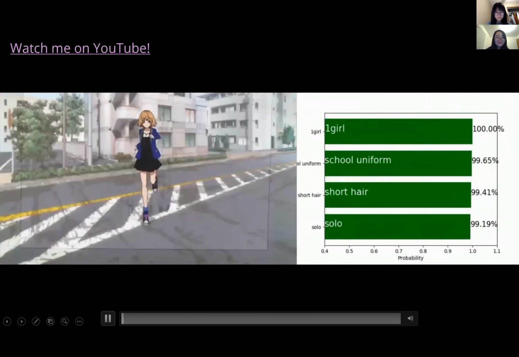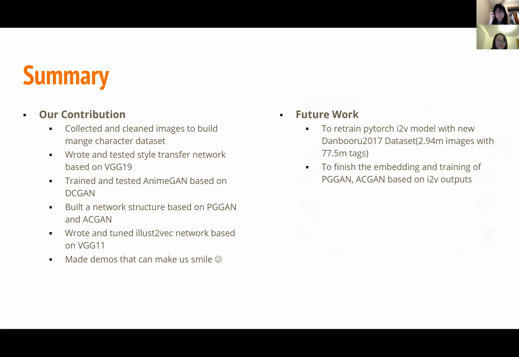In summary, our contributions to this project are: first, we collected and cleaned the images to build a manga character dataset. And second, we wrote and tested a style transfer network based on VGG19. And we trained and tested the anime GAN based on DCGAN. And we built a network structure based on PGGAN and AC-GAN to do the cross-domain image translation, which is still unfinished. And we wrote and tuned the Illustration2Vec network based on VGG11, and we made demos that can make us smile.